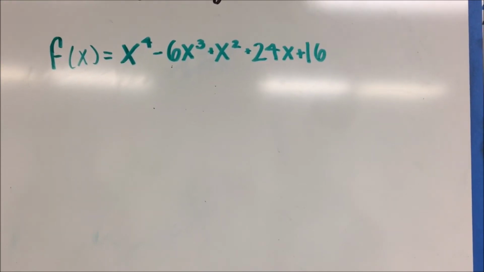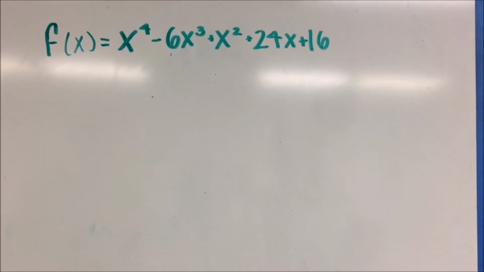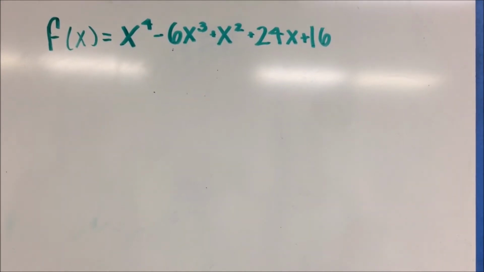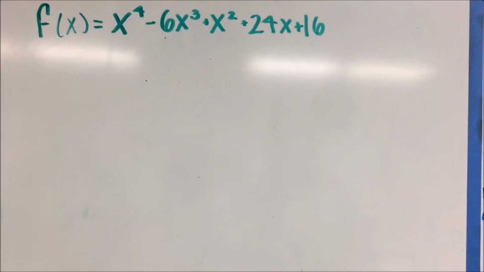And we're trying to find all the zeros for the polynomial function x to the 4th power minus 6x cubed plus x squared plus 24x plus 16.